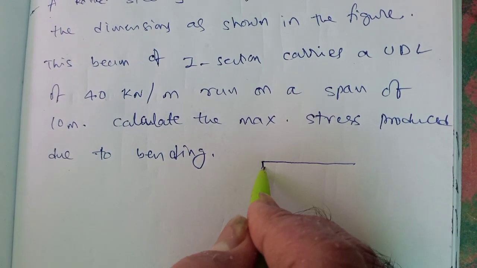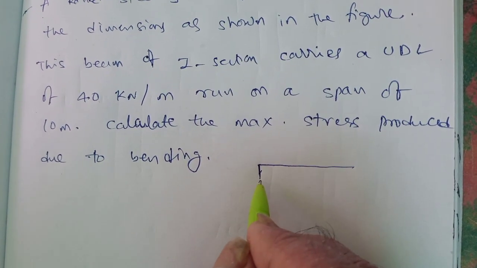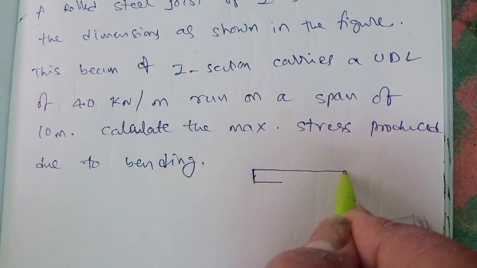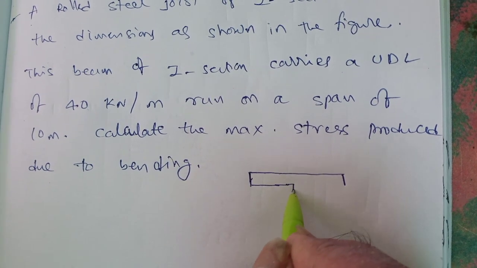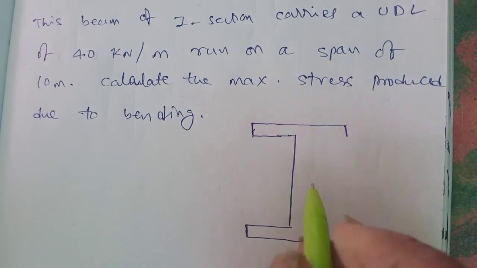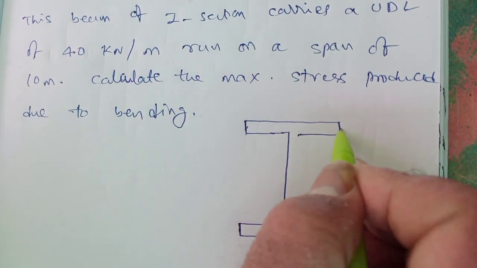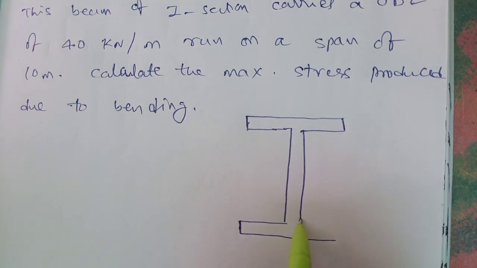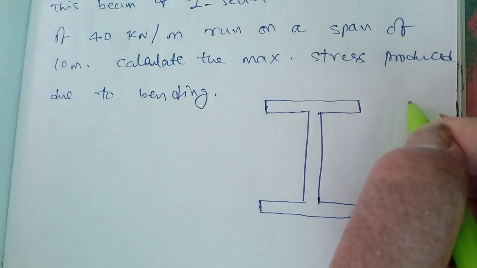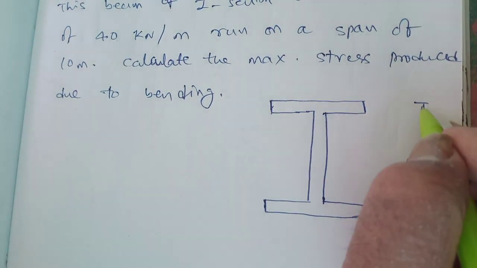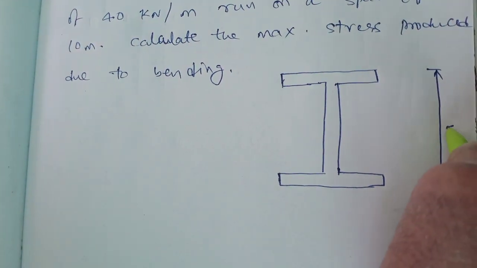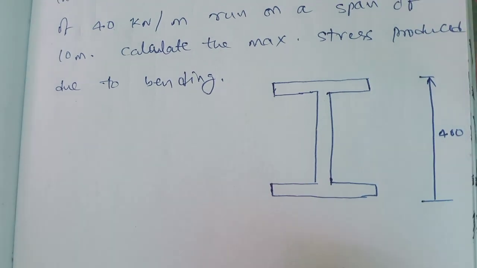So if it is a simple stress, we can directly find the sigma. If it is a maximum stress, we need to find sigma max. Okay, an I section. See here, this I section is a symmetrical I section. It is not a non-symmetrical I section. Why? Because the top flange and the bottom flange both are the same width.